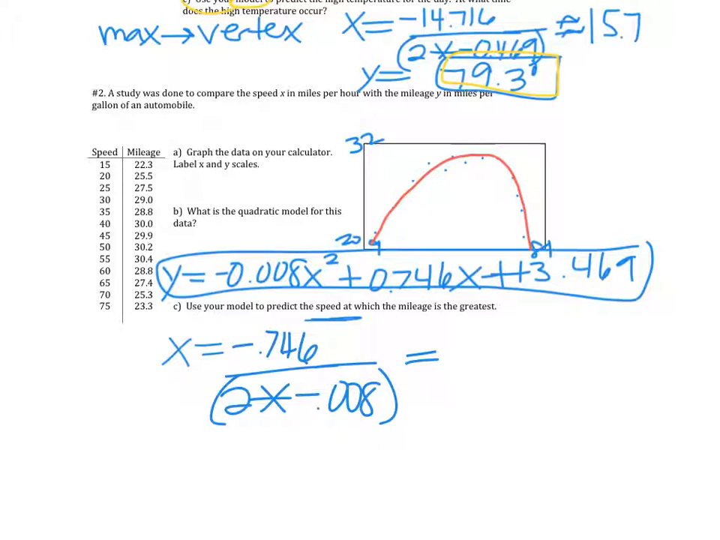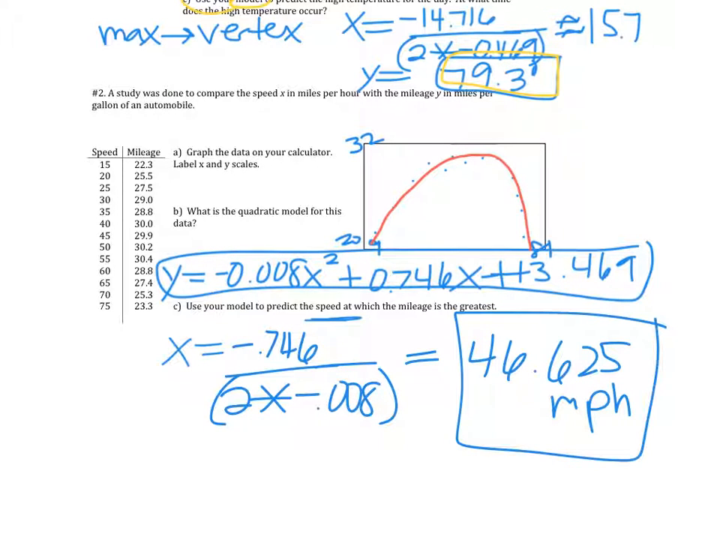Negative 0.746 divided by parentheses. Don't forget to put parentheses around that whole thing on the bottom. 2 times negative 0.008. And I get that it's about 46.625 miles per hour. Did you get that? Yeah? Okay, if you look over here at the table, you can see that the most mileage that you get is about 30 something, and that happens in this area between 40 to 55 miles per hour, and then we found it ended up being 46, so it's right in there. It's pretty good.